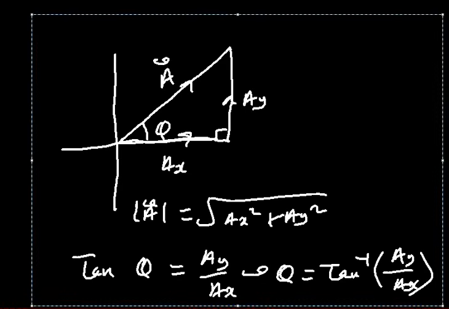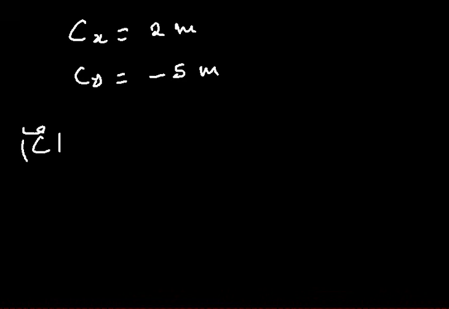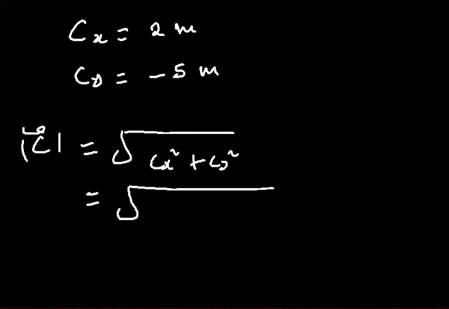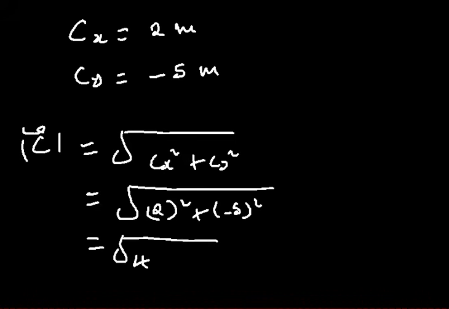And now let's see how we can do the following. Let's say we have a vector C with the x component given as 2 meters, and Cy given as, let's say, -5 meters. So what can you say about that? The magnitude of the vector C will be the square root of Cx squared plus Cy squared, which is 2 to the power 2 plus -5 to the power 2, that is the square root of 4 plus 25, which is the square root of 29.